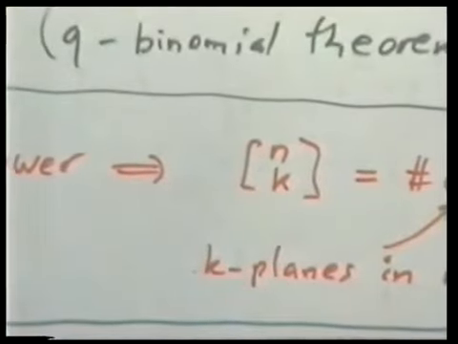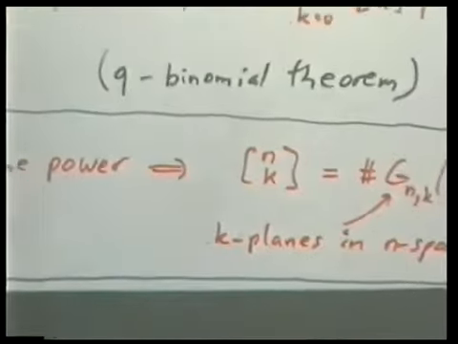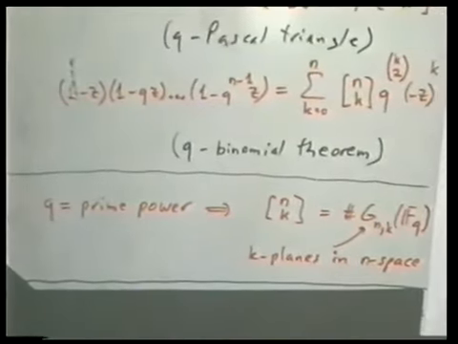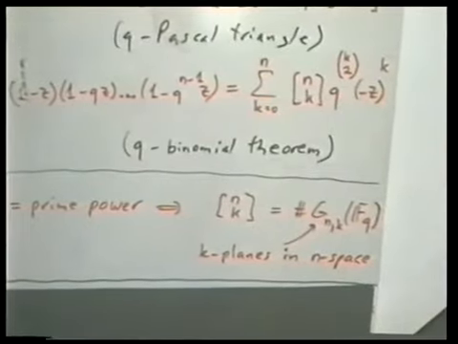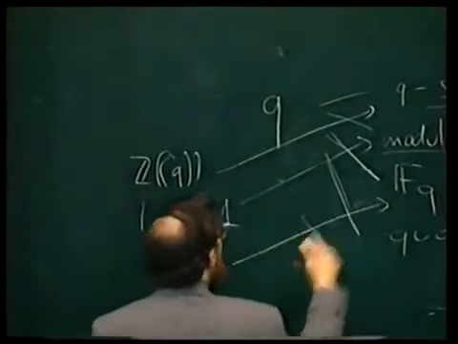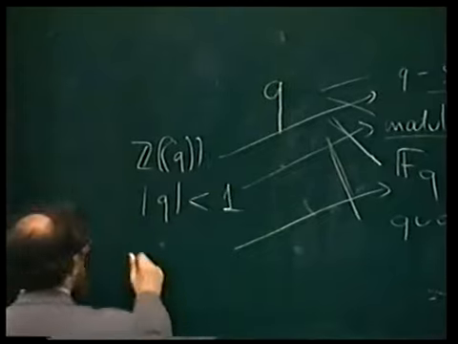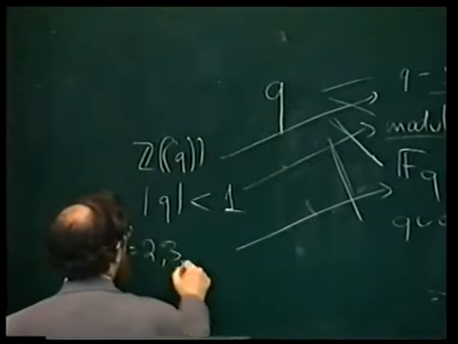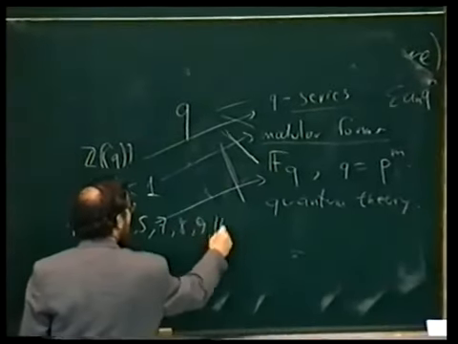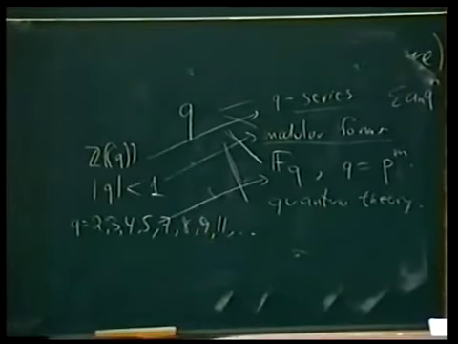So there is a direct connection, and it's a little strange, because after all, the q of q series is a formal variable. You don't care what it is as a number. The q here is a complex number which is less than 1. The q here is 2, 3, 4, 5, 7, 8, 9, 11. I mean, it's not less than 1, and it's some very specific integers.